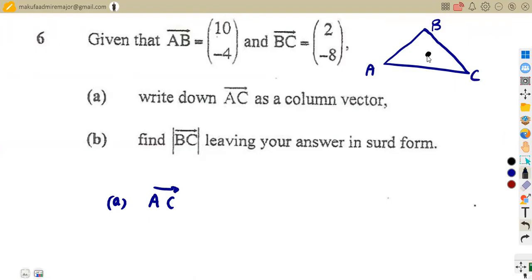These vectors are being taken from the origin, which is our center O. So we are given vector AB from A to B, which is (10, -4). And we are also given BC from B to C like this, which is (2, -8). This is our vector. And our question is asking us to calculate AC.